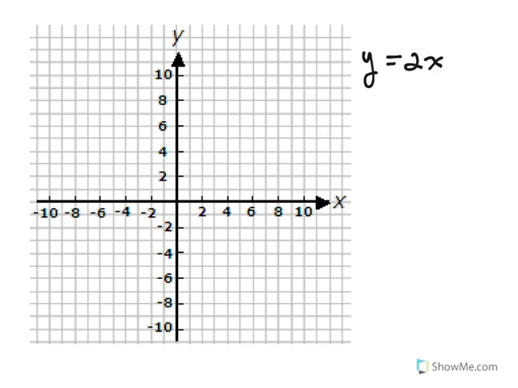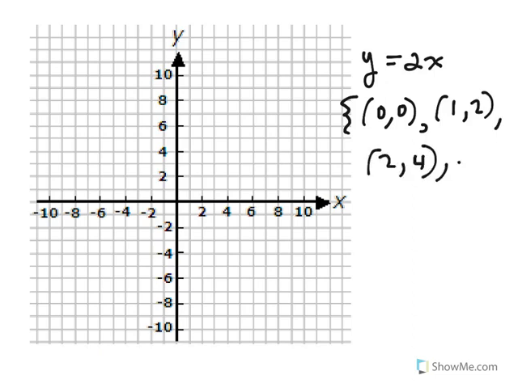When we see an equation with an x and a y, like this y equals 2x equation, this is an equation that has a solution set. For instance, (0, 0) is in the solution set because it's true that if I put 0 in for x and 0 in for y, it's true. But there are other ordered pairs in the solution set. They all have in common that the y-coordinate is double the x-coordinate.